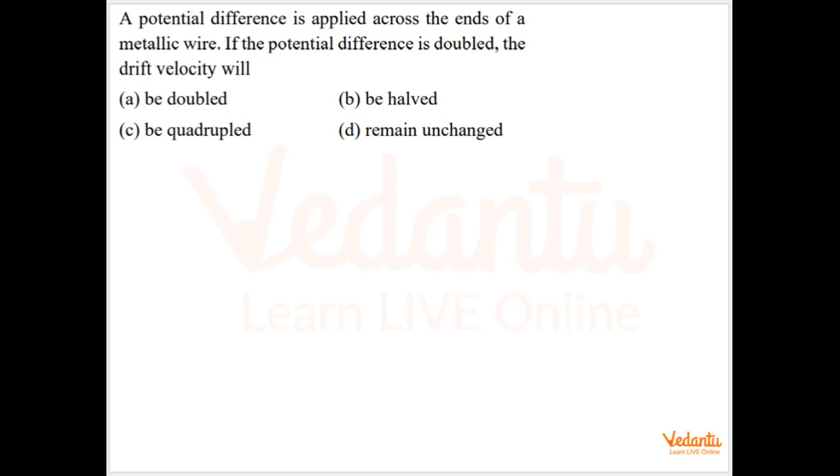In this question, a potential difference is applied across the ends of a metallic wire. If the potential difference is doubled, then the drift velocity will be what? Now beta, remember I is equal to NEAVd, which gives me Vd is equal to I divided by NEA. Also at the same time, beta, using Ohm's law, V is equal to IR. So I is equal to V by R. If I substitute that here, this will just become V divided by NEAR.